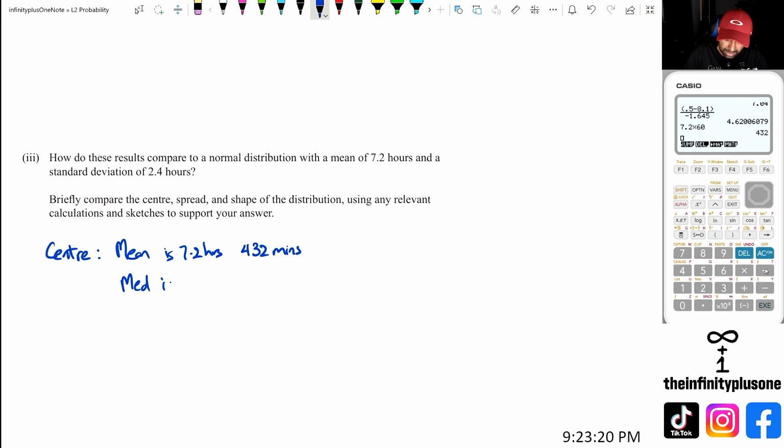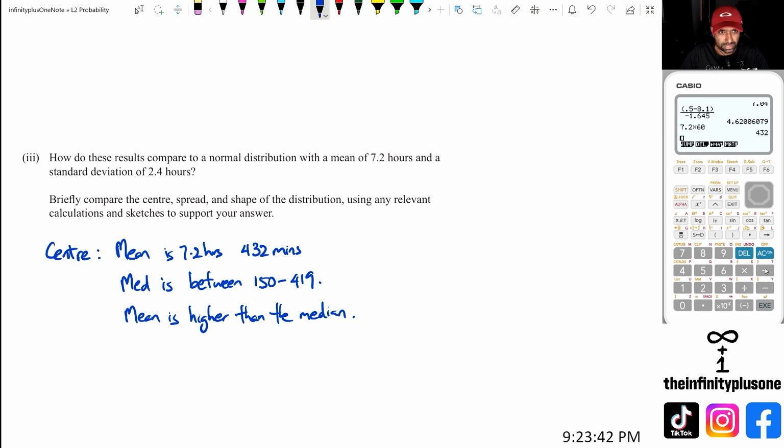So we can say the median is between 150 to 419. And because the mean is actually higher, we can say the mean is higher than the median. So that's the center. Next, we're going to have a look at the spread.